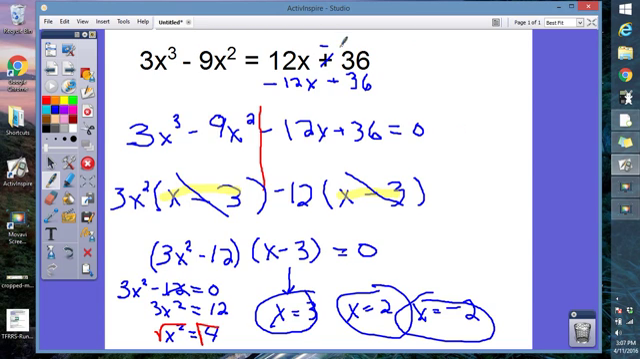I'm assuming this problem was slightly different. But when you have 4 terms, when you have an x to the third, an x squared, an x and a constant, if there's not a greatest common factor, you want to factor by grouping. We could have factored out a 3 here first, but we still would have had 4 terms with 4 different exponents. So you'd still end up factoring by grouping.